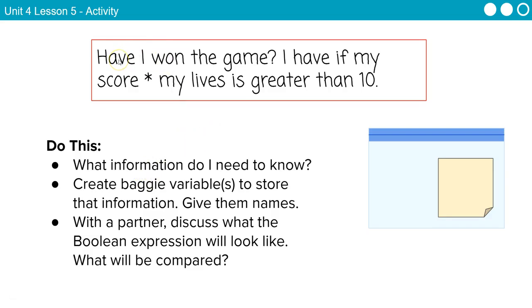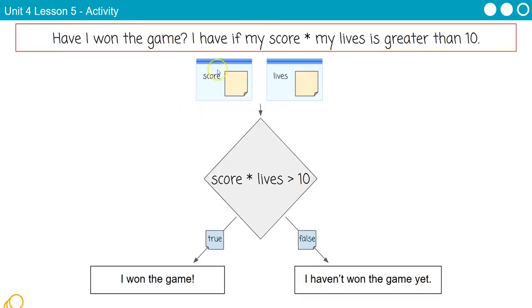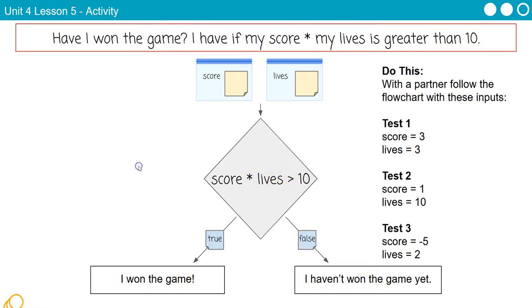Let's say we're asking the question, have I won the game? I have if my score times my lives is greater than 10. So now we're looking at 2 variables. We're saying if score times lives is greater than 10, I have won the game. If this evaluates to false, then I have not won the game.